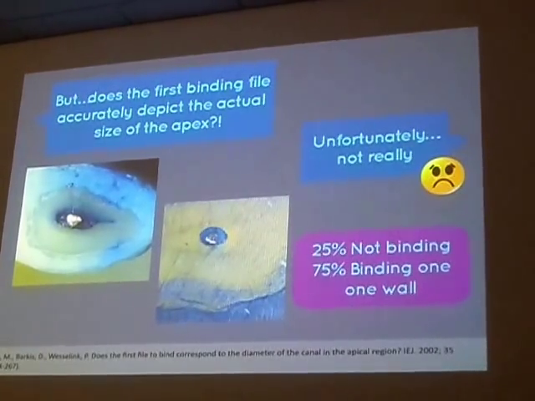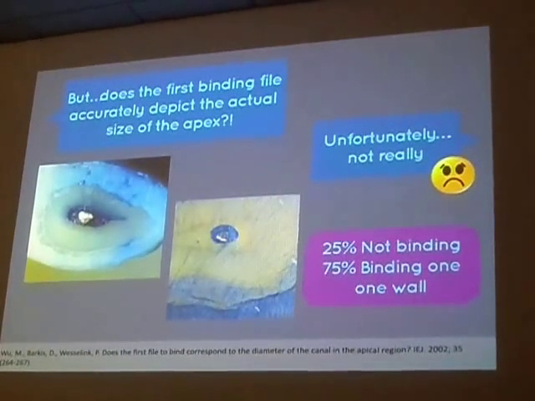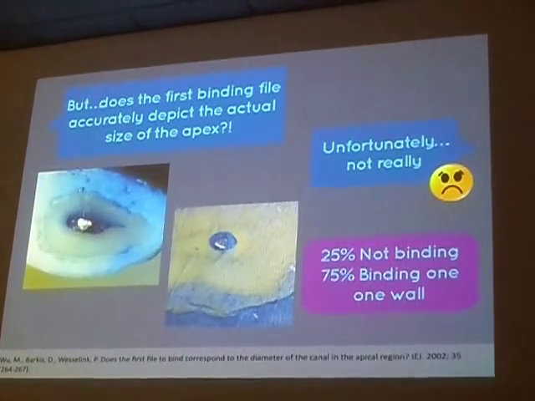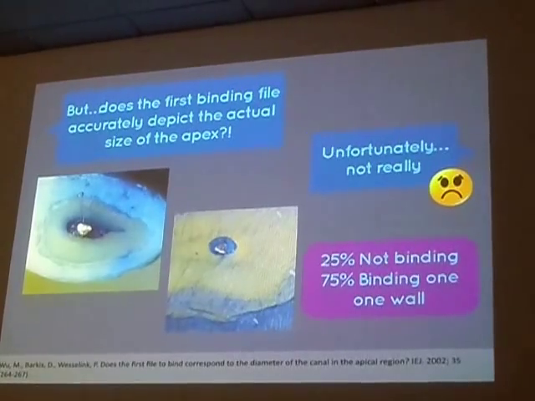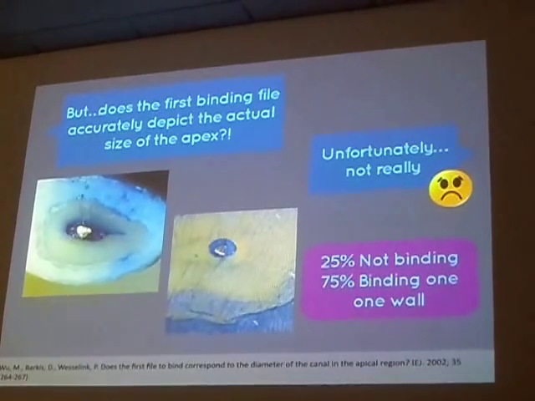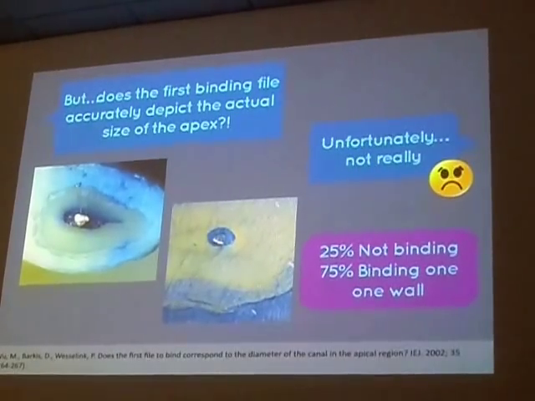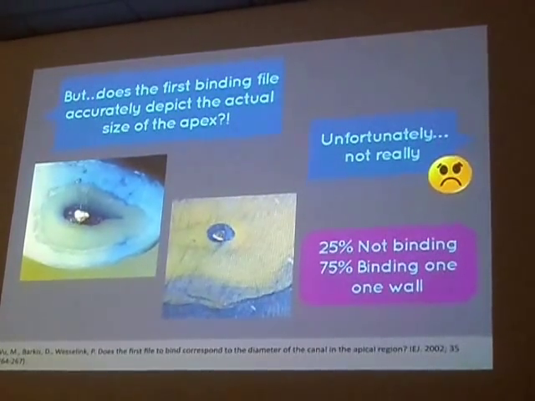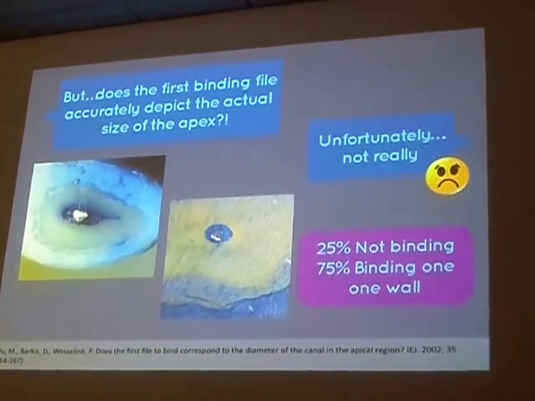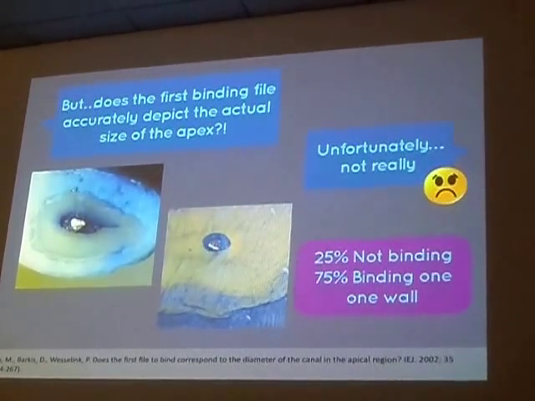También el trabajo hecho por Wu, ¿no? En donde él está tratando de determinar cuál es la primera lima que ajusta a nivel de la sensación táctil que sentimos, ¿no? Cuál es el nivel de la primera lima que ajusta a nivel apical. Él hace cortes y los observa al microscopio, ¿no? Y observó que en el 25% de los casos estos instrumentos en realidad no estaban ajustando a nivel del tercio apical, ¿no? Y que solamente el 75% de los casos solamente estaban contactando, ¿no? Los bordes cortantes de la lima estaban contactando con una de las paredes del conducto.